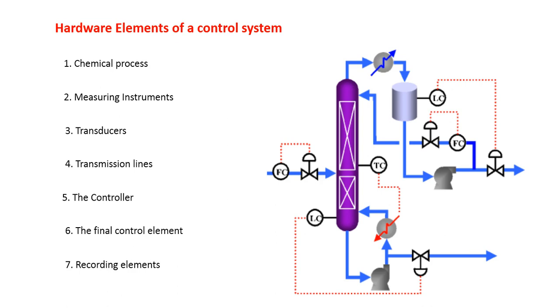Seventh is the recording elements. Now recording elements are basically the elements which provide the visual demonstration of how a chemical process is behaving. For example, various types of recorders like temperature recorder, pressure recorder, flow recorder, or composition analyzers, which can be seen in a control room where continuous monitoring of the behavior of the process is visualized. That is the recording element.